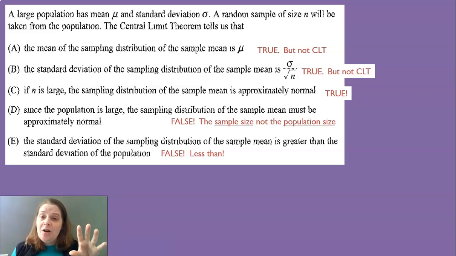Okay, so we want to be careful with the central limit theorem. It is a statement that talks about if you have a large sample size, your sampling distribution will be approximately normal no matter what your original population looks like. But it's also only good for sample means, not sample proportions. So you got to be careful. All right, so answer choice here, C.